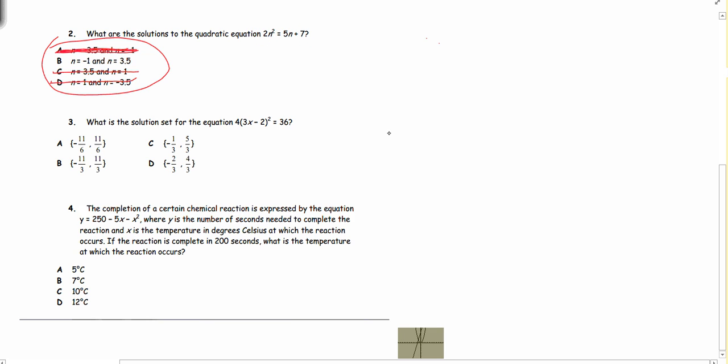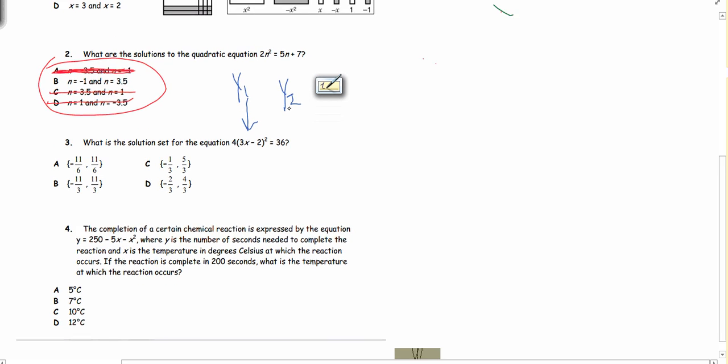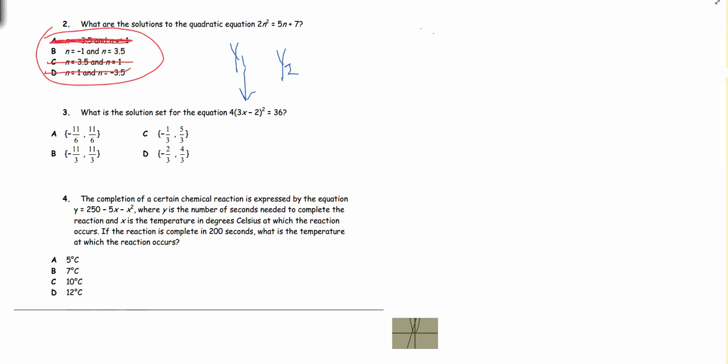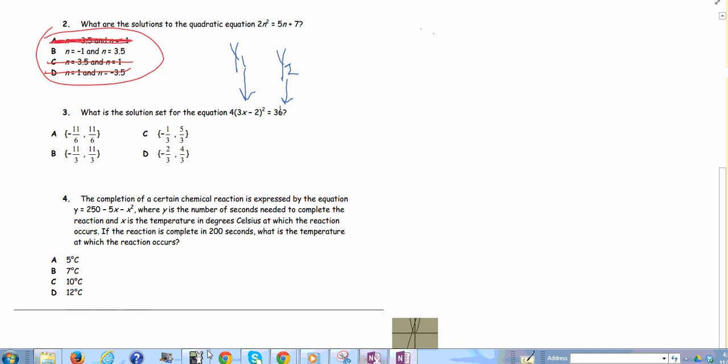Okay, and this next problem, once again, the strategy is going to be the same. We're going to take this side of the equation and put it in y1, and we're going to put this equation in y2. Alright, and notice that this y2 is going to equal 36, right? Well, 36 is a pretty large number. So what we're going to do to take care of that is maybe look at a different zoom feature.